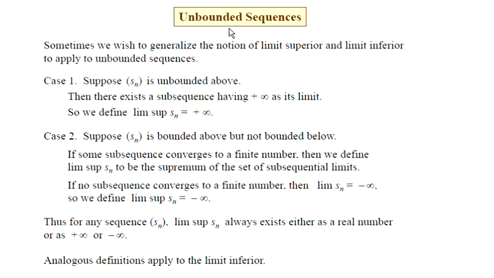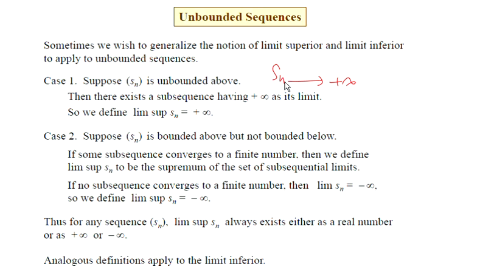Next we look at unbounded sequences, where some subsequence approaches positive infinity or minus infinity. There are two cases. Case number 1: suppose that the sequence is unbounded above. Then there exists a subsequence having positive infinity as its limit. So S sub n approaches positive infinity. So we define the limit superior to be positive infinity.